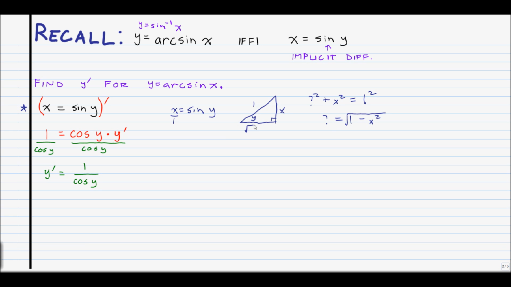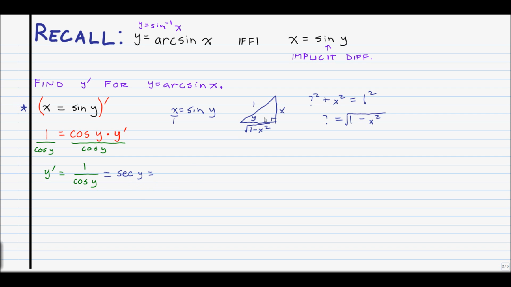So from here, we've got our third side. The third side is the square root of 1 minus x squared. So now over here, we want to write out what is 1 over the cosine of y. Well, first of all, 1 over the cosine of y is just secant of y. Just another way of looking at it. So this way we've got the secant of y.